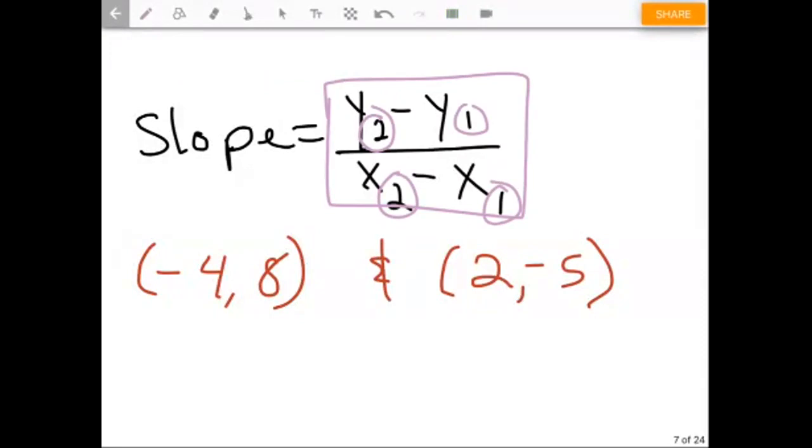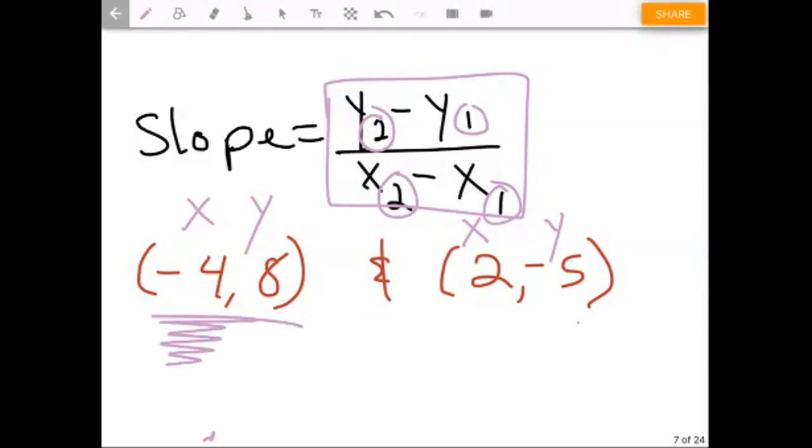If we have the points (-4, 8) and (2, -5), and we want to find the slope using our formula, the first thing we want to do is remember which one is x and which one is y. In the ordered pair (-4, 8), -4 is x and 8 is y. In the second one, the 2 is x and the -5 is y. We get to pick which point to start with. It doesn't matter, you can pick either one. So let's start with this one.